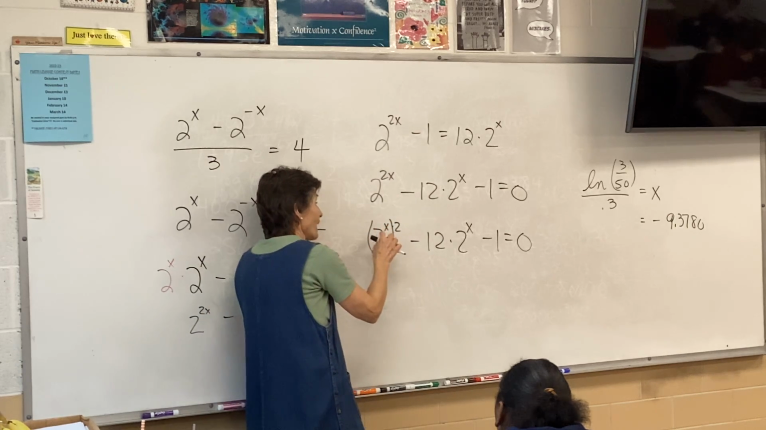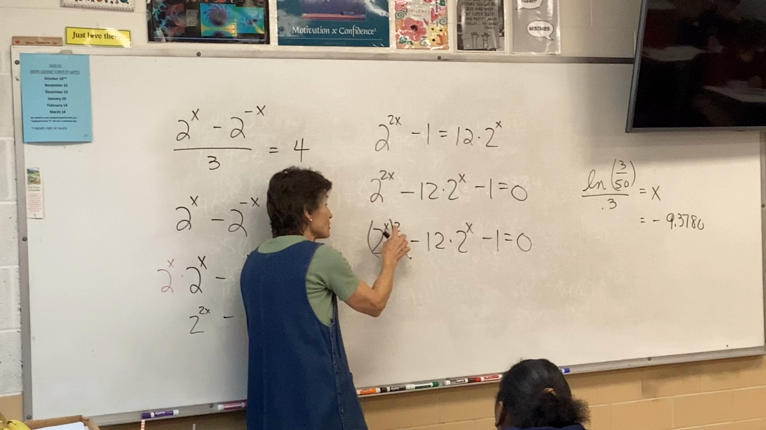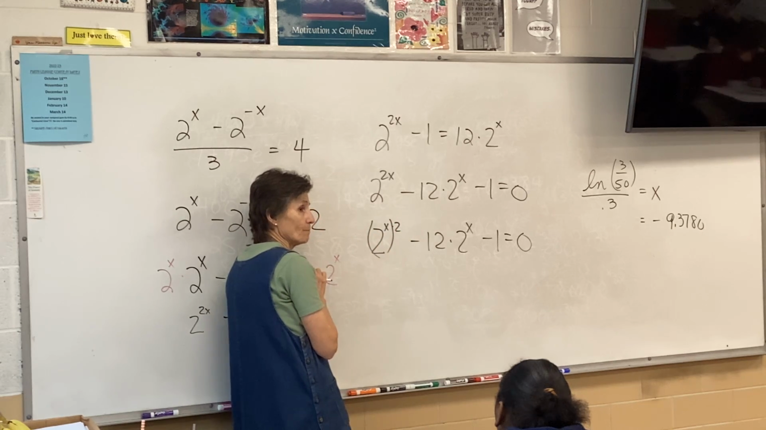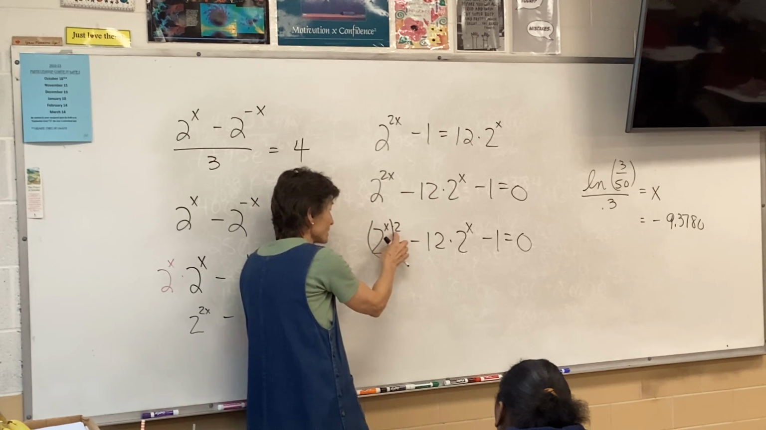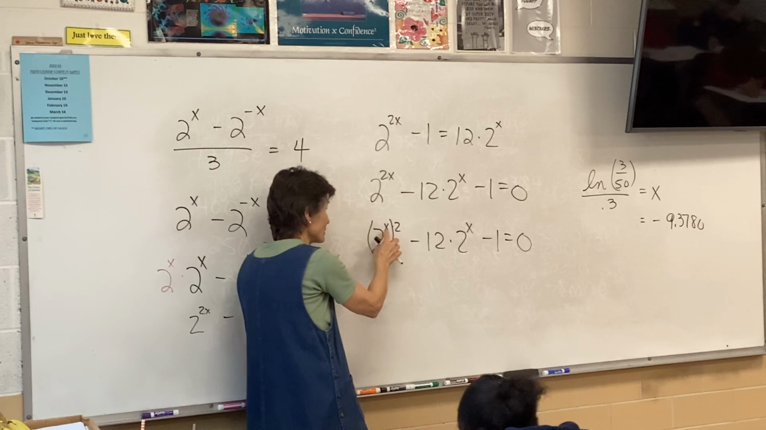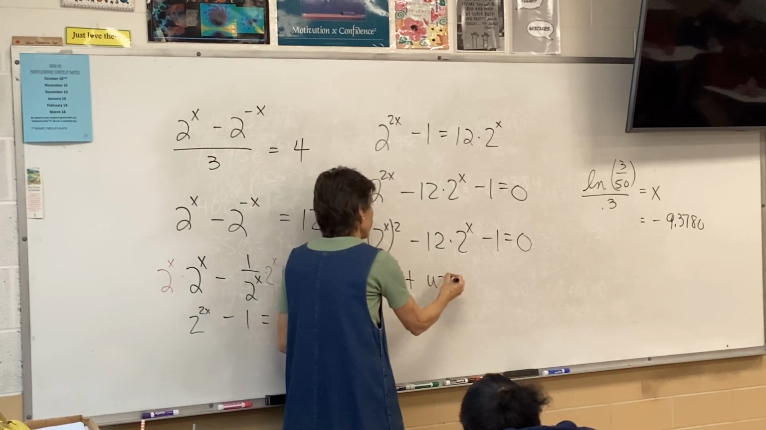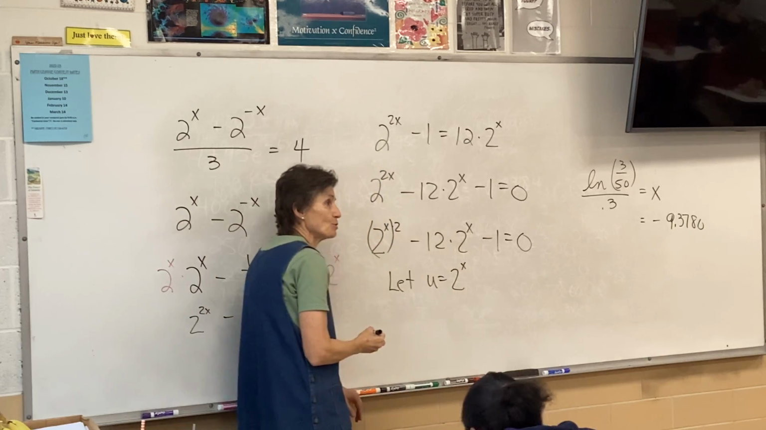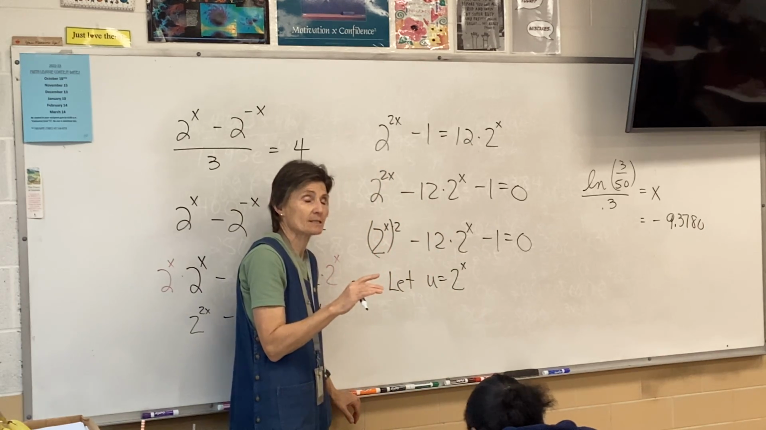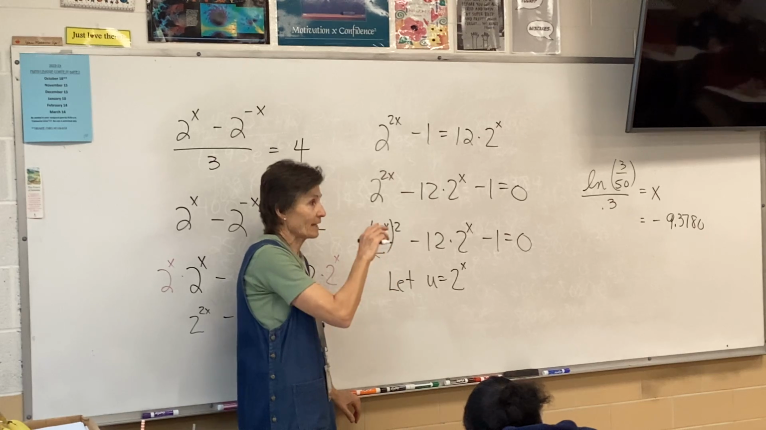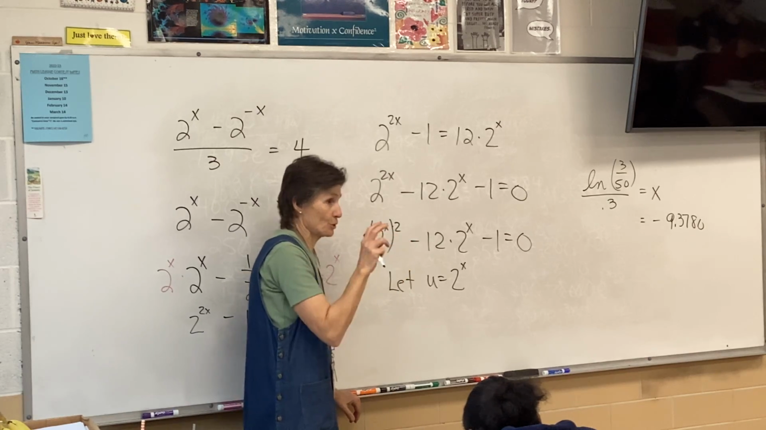This is like 2 to the x, squared. I multiply those exponents, I get 2x. It's 2 to the x squared. So I'm going to do what we refer to as a U substitution. We do it all the time in calculus. There are even sections in textbooks called U substitution.